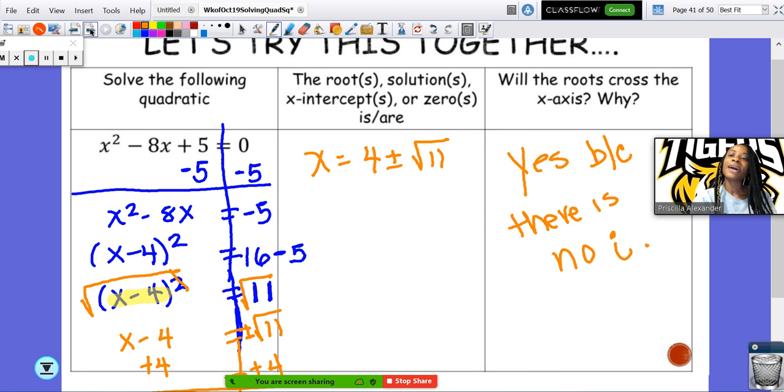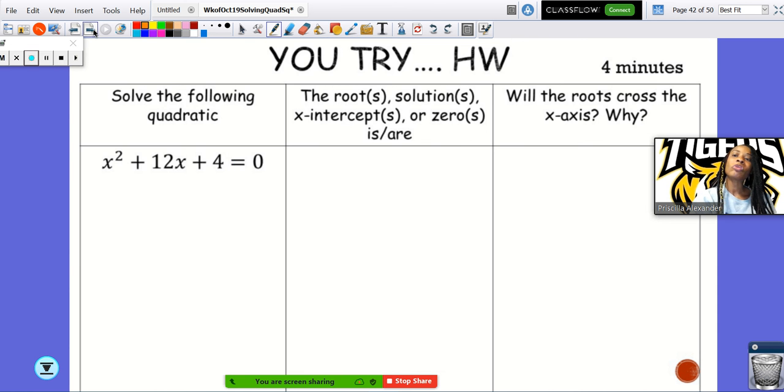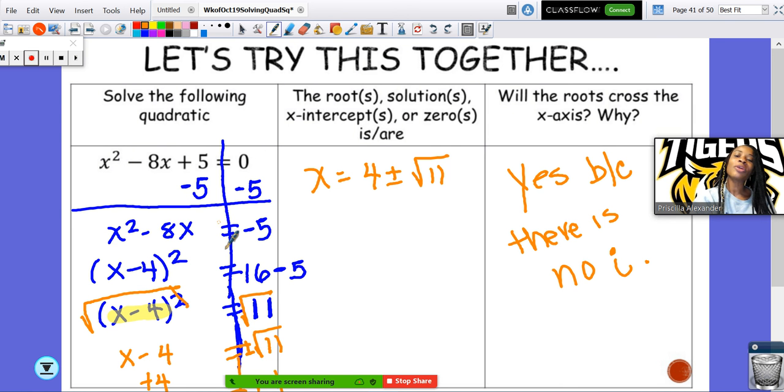Okay, let me see if I have another one in here playing. Nope. Alright, so it's you guys' turn to try out the completing the square method. And then once you get finished with completing the square, go and flip to the square root method and carry it out from there.